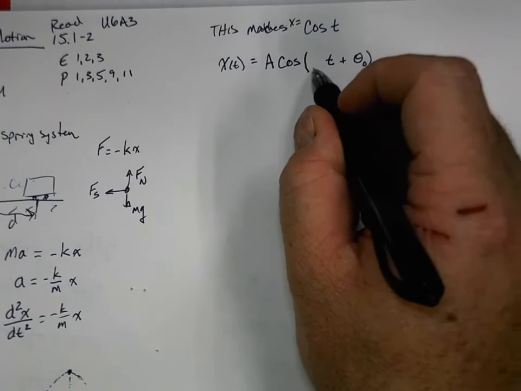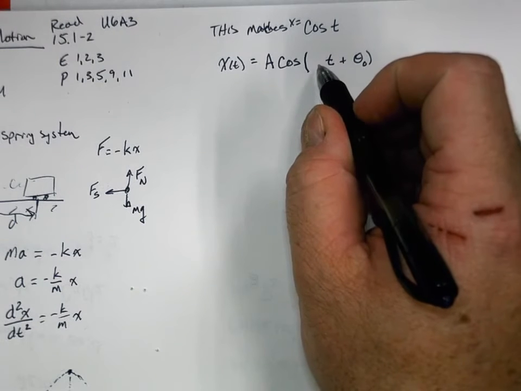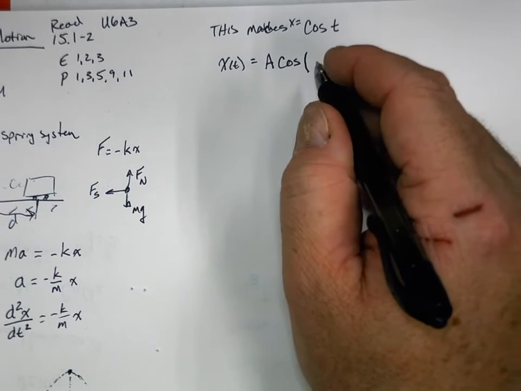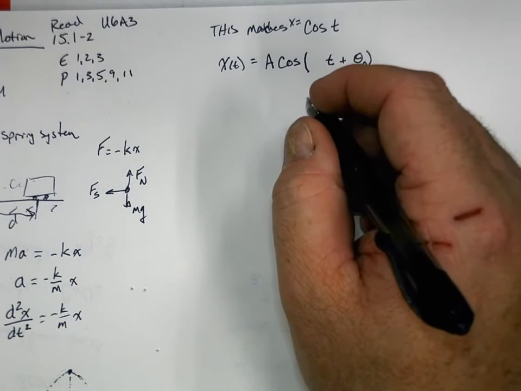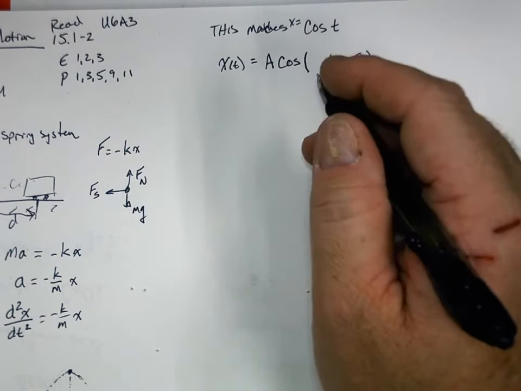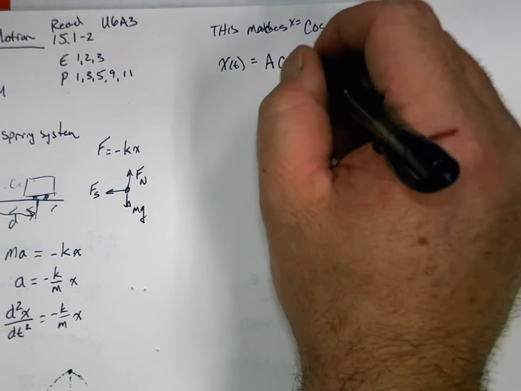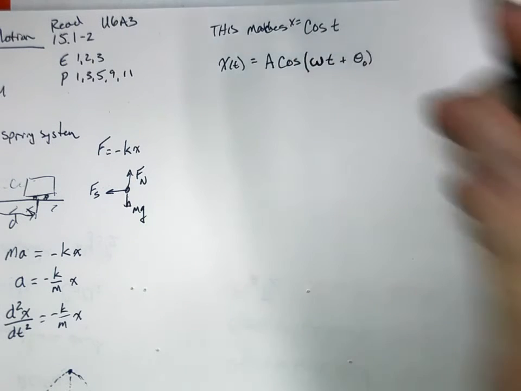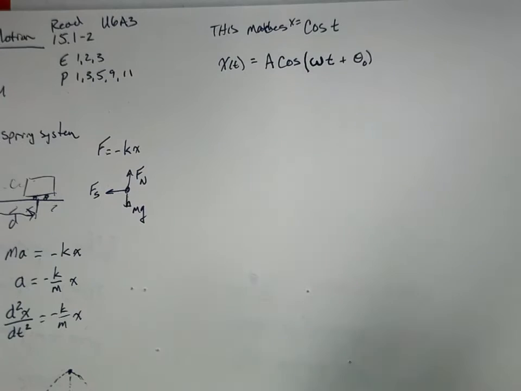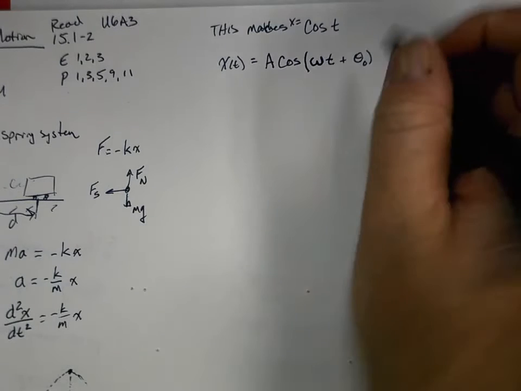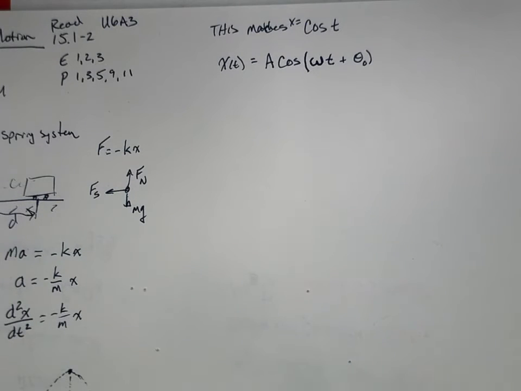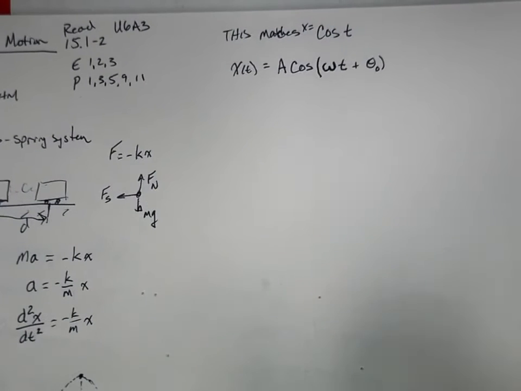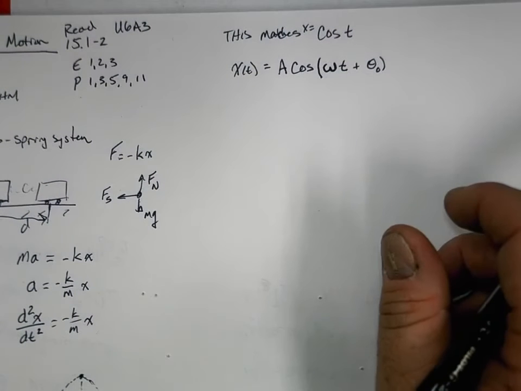Okay, and do you guys remember what this one is? It helps us find the period. We're going to call it omega. So, here's our position function.